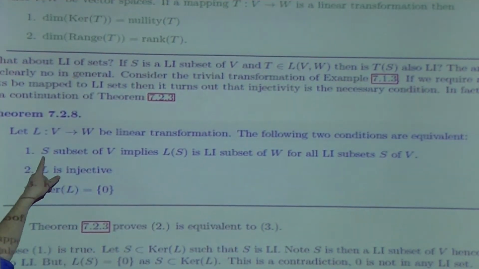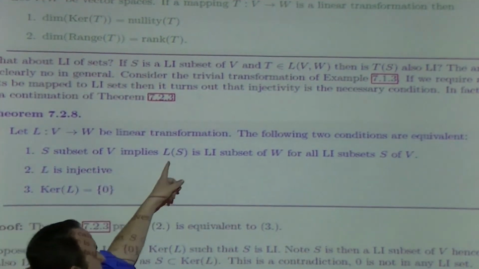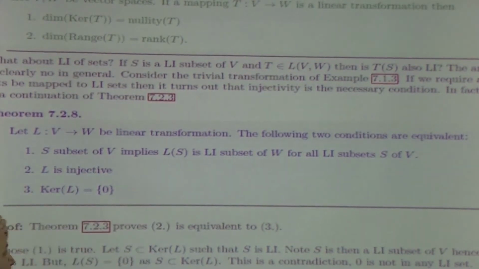But here's the new one. If S is a subset of V, it implies that L of S is a linearly independent subset of V. But not just for one subset. If you have that for all subsets, if the images of all linearly independent subsets are once more linearly independent, that is another condition that serves to capture injectivity of L. It's a little bit subtle, but the proof is there.